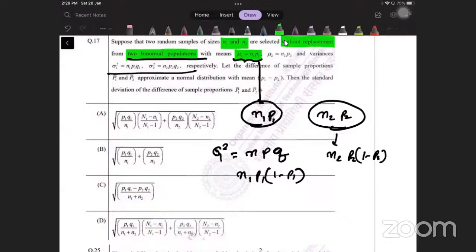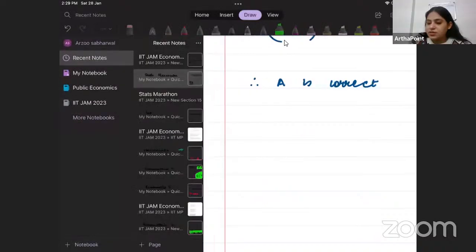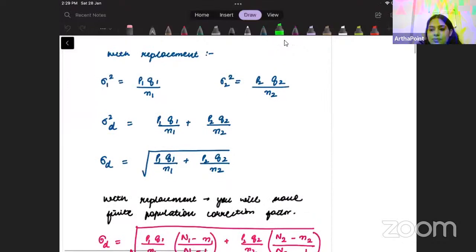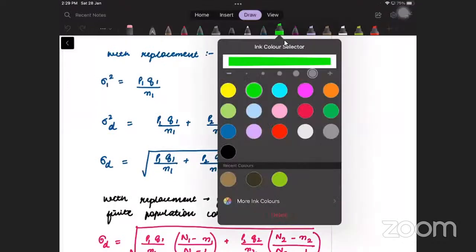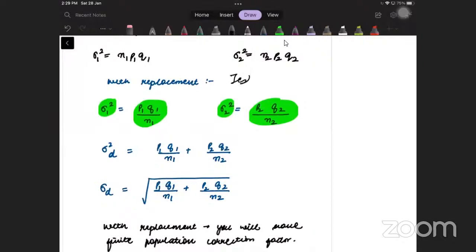Now we want to test the hypothesis on P1 minus P2. You can refer to the notes that I have given you, and we have done this also. But we have always done it with replacement. With replacement, the formula of sigma 1 square is P1 Q1 by N1. And with replacement, the formula of sigma 2 square is P2 Q2 by N2. Please do not confuse yourself. We are testing differences in proportions.